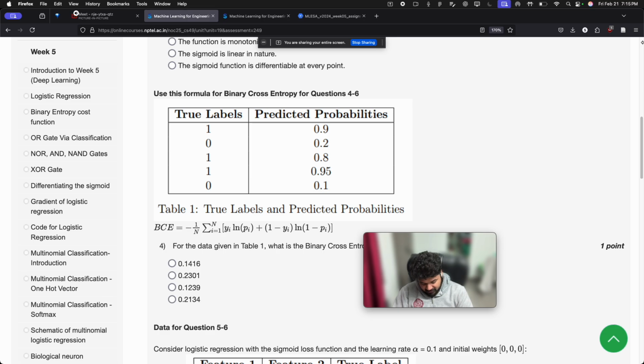Then you again do it. Again you compute W0 plus W1 x1 plus W2 x2 through a sigmoid. You get y hat. Then you compute the BCE loss. So this is what you have to compute after iteration 1. This should be some value in this range in these options. Got it?